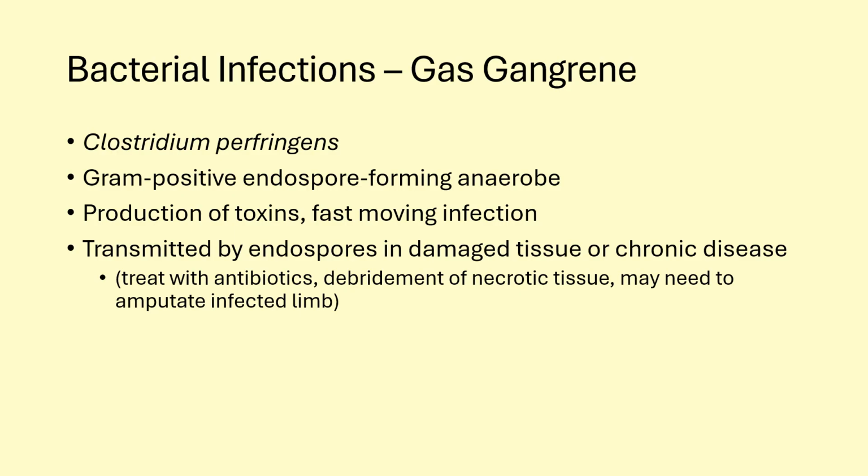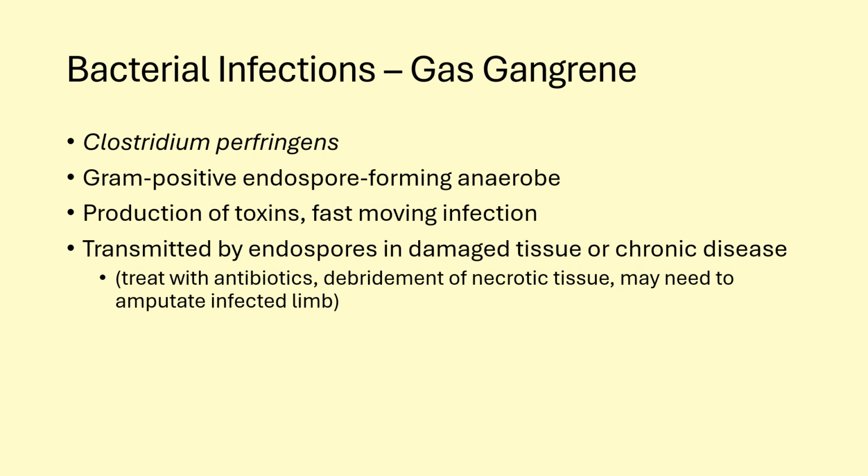Gas gangrene. This is caused by Clostridium perfringens. Remember, Clostridium is a gram-positive anaerobe. It forms endospores. And always stress that it forms endospores because that's going to be a problem. Remember, endospores are always hard to treat. They're very hard to kill.